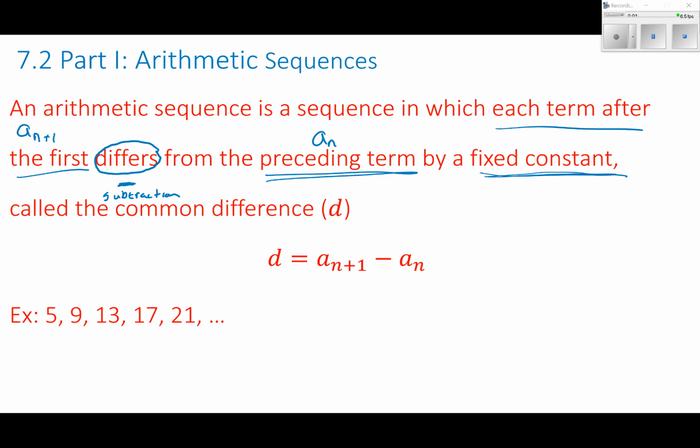If we wanted to figure out what that common difference was, I'm simply going to take one of my terms, 9, and subtract it from the one prior. So 9 minus 5 would be 4. So my common difference d in this case would be 4, which we can check. 5 plus 4 is 9. 9 plus 4 is 13. 13 plus 4 is 17. 17 plus 4 is 21.